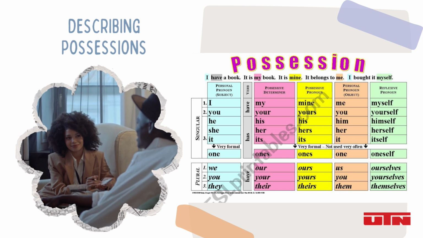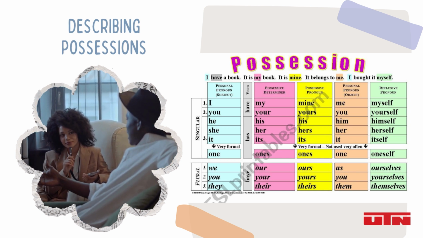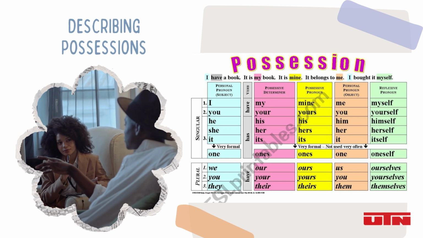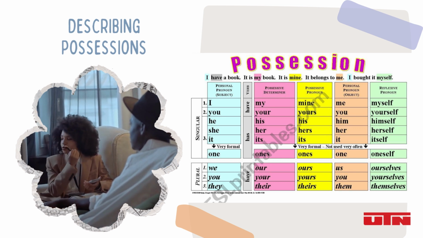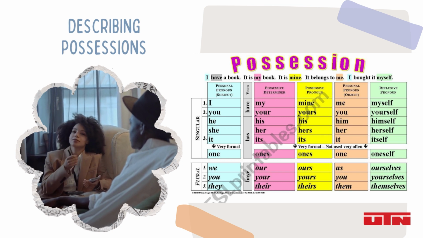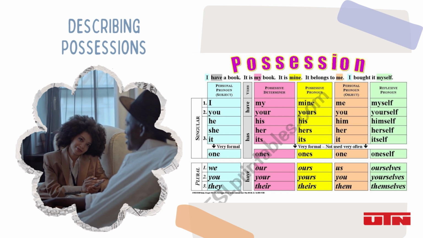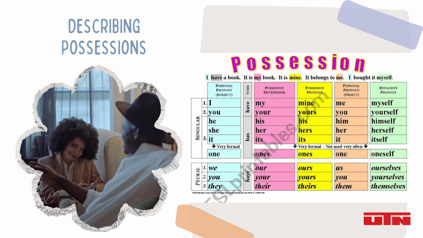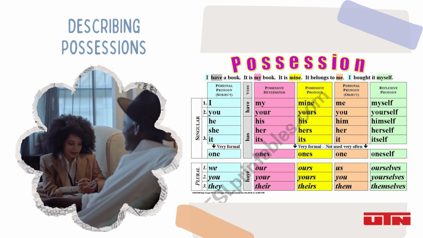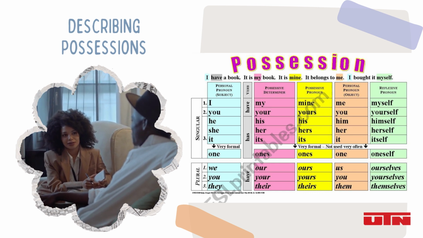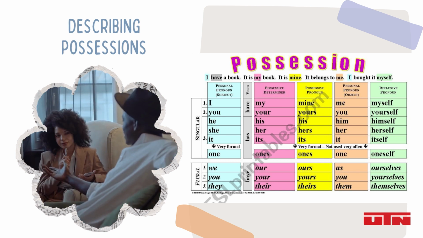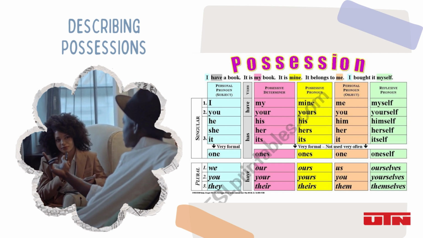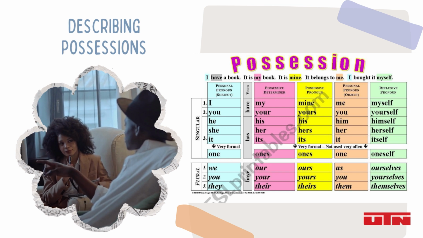You have. Possessive determiner your, possessive pronoun yours, personal pronoun object you, reflexive pronoun yourself. He, verb has. Possessive determiner his, possessive pronoun his, personal pronoun object him, reflexive pronoun himself. She has. Possessive determiner her, possessive pronoun hers, personal pronoun object her, reflexive pronoun herself. Personal pronoun it, possessive determiner its, possessive pronoun its, personal pronoun object it, reflexive pronoun itself.